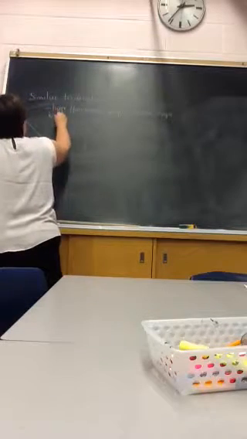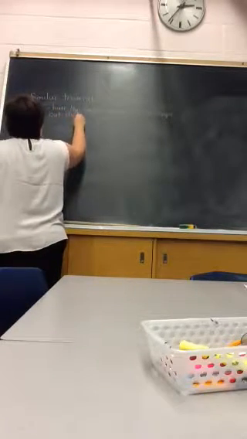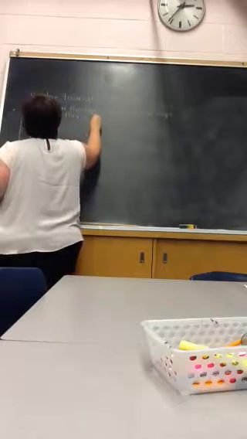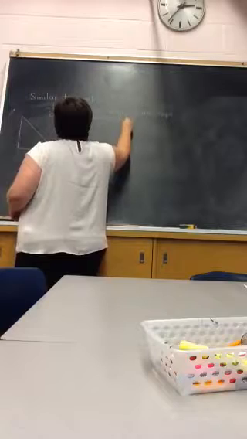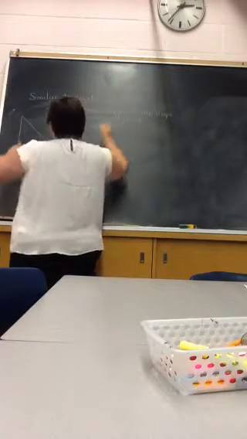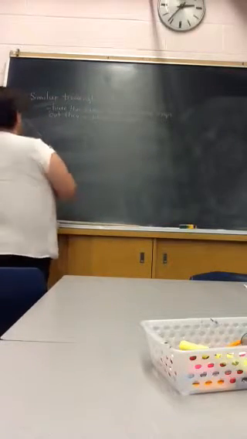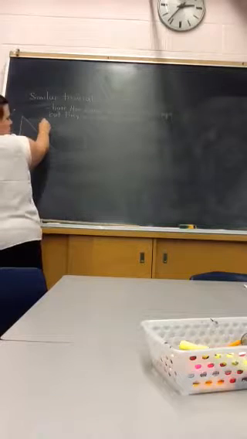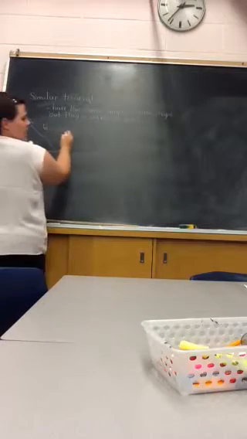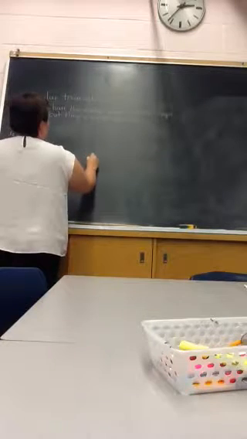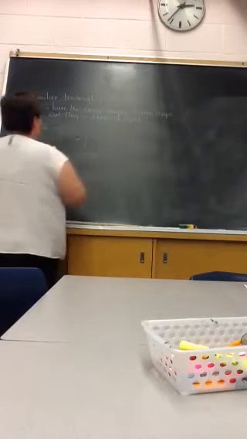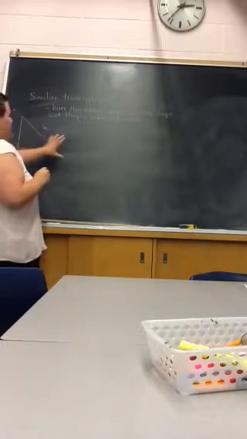But they're different sizes. For example, these two triangles are the same shape, but different size. This one might be 4 by 6 by 3, and this one it might be 2 and 1.5 and 3 here. And you can see this one's bigger and this one's smaller.